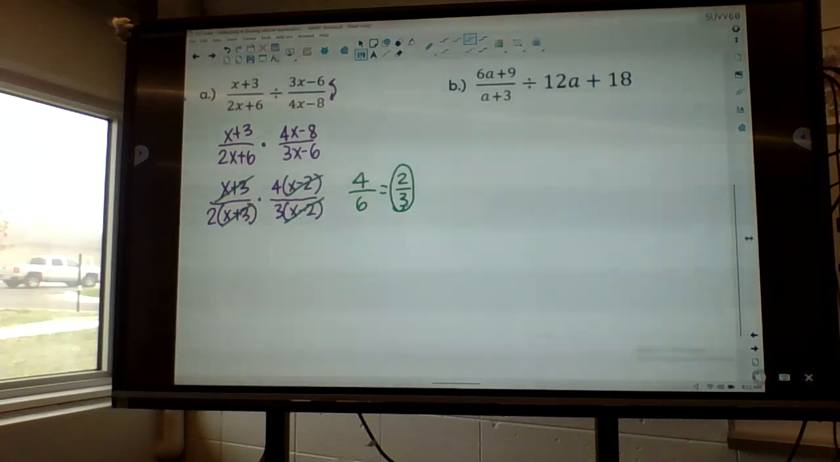Now our letter B, the second part is not a fraction. How do I make something a fraction? Yep. Put it over 1. So we're going to put that over 1. And now we'll keep, change, flip. So this is going to change to multiplication, and the 1's going to be on the top.